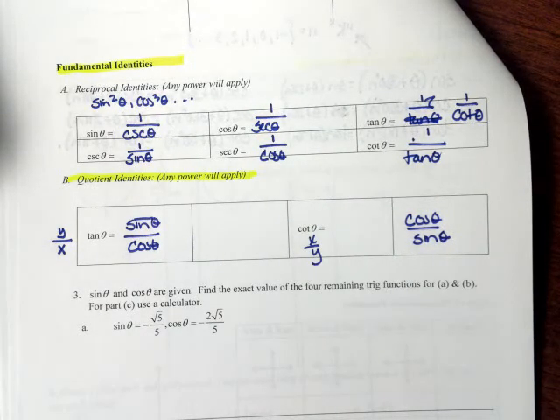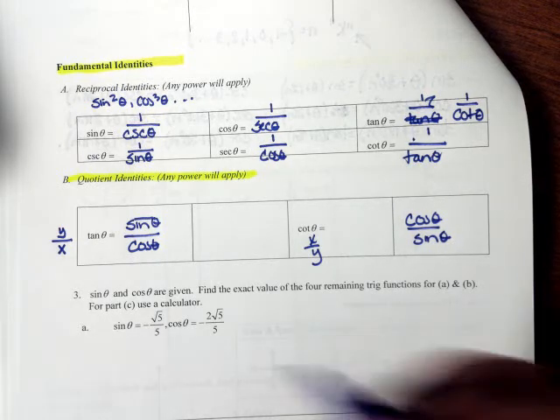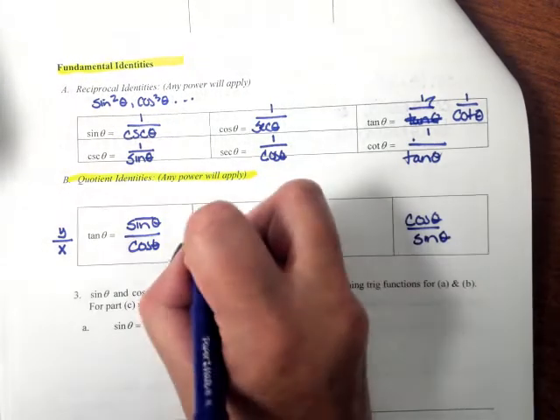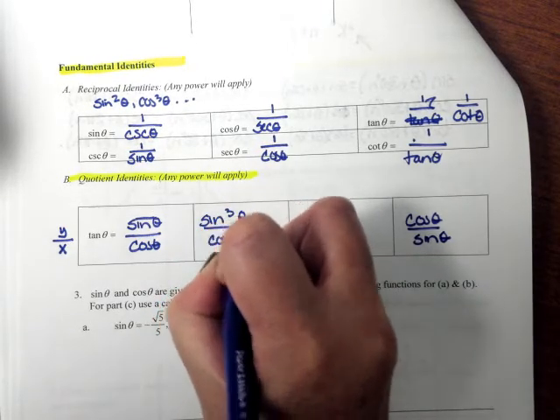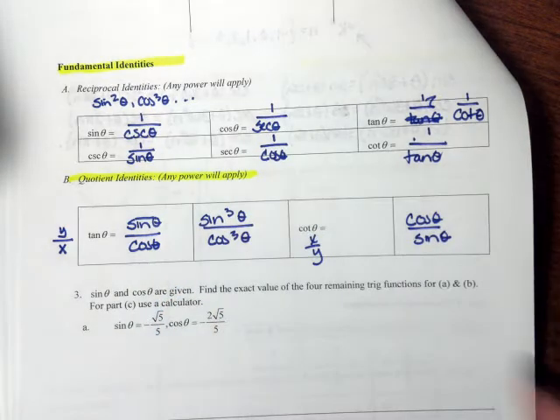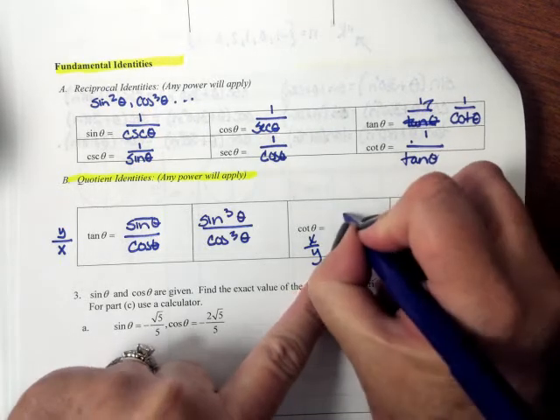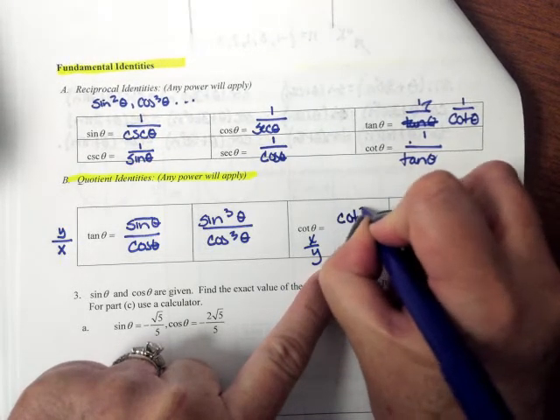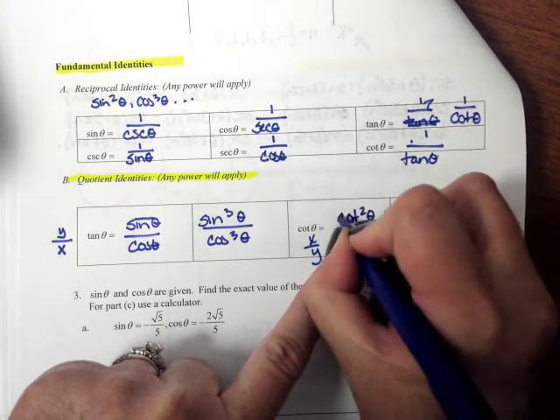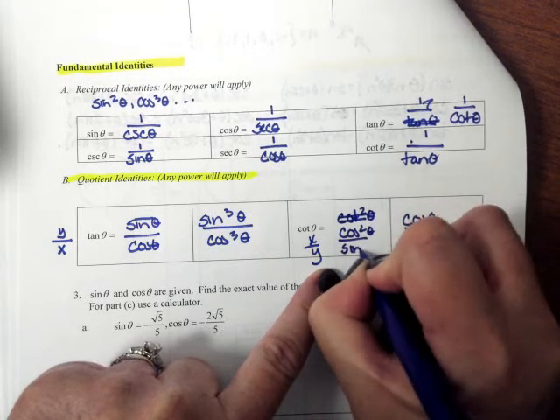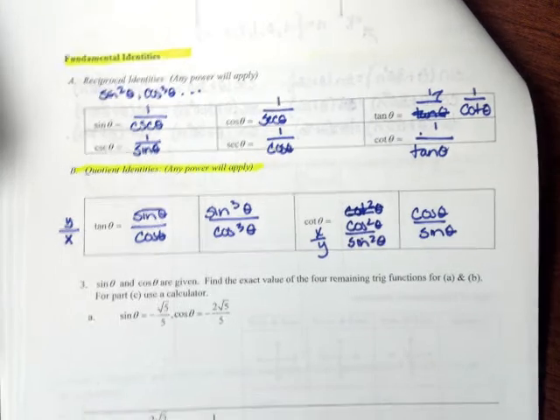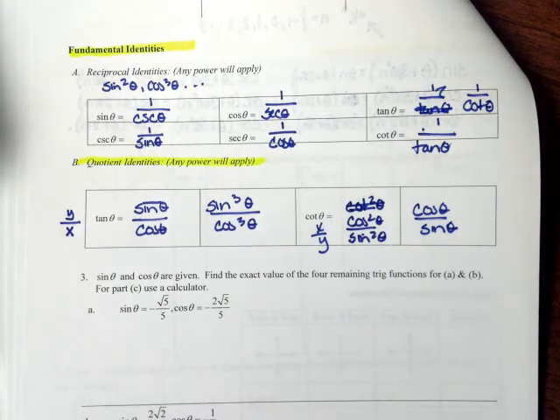These are our quotient identities. This also, like I said, applies for any power. So we could say that this would be equivalent to sine to the third theta over cosine to the third theta. Just like the cotangent, that would also apply. We could say that this would be cotangent squared of theta, cosine squared of theta over sine squared theta. So like I said, any power of these particular identities would apply.